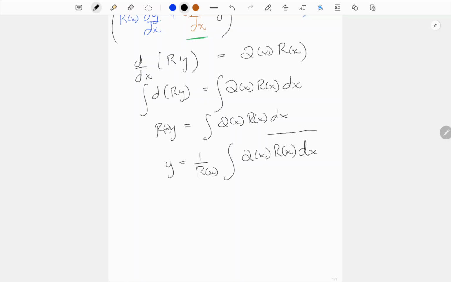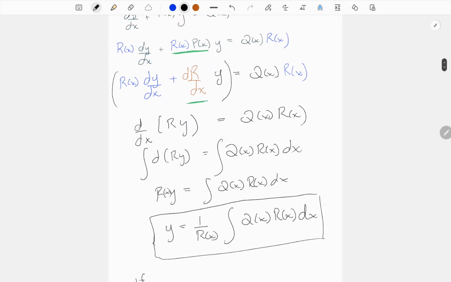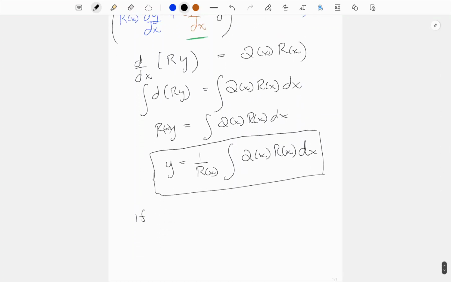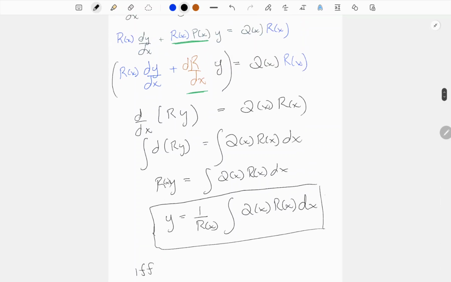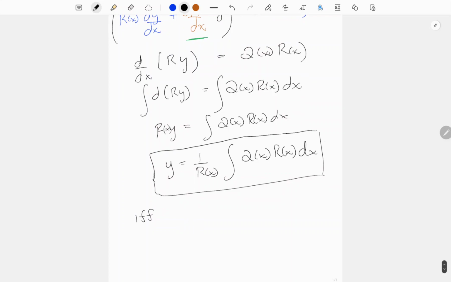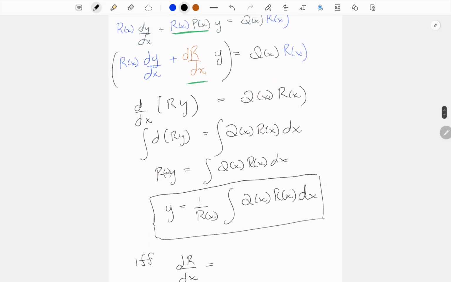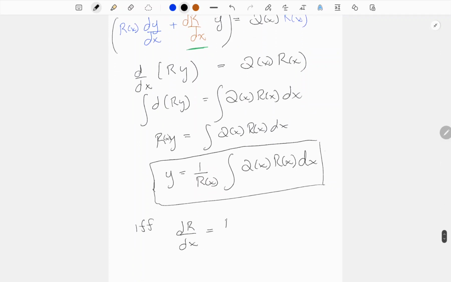So this would be the solution, if we could force r of x p of x to equal dr/dx. So we'll say dr/dx equals r of x times p of x.